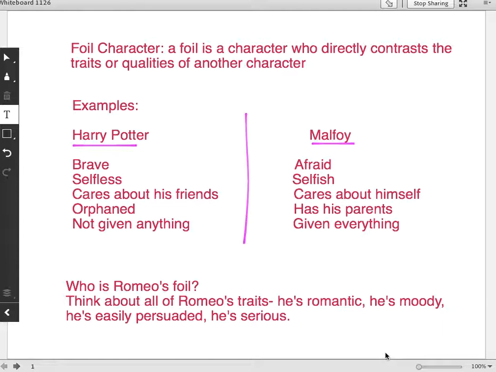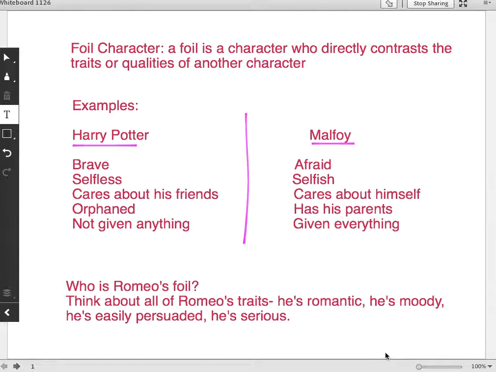Basically, think about them like they're highlighters. Their presence in the play is to highlight and showcase specific qualities of our main character, our protagonist. Sometimes it's as obvious as being the antagonist, like I have with the example here with the Harry Potter series. Draco Malfoy is a very obvious foil character for Harry because there are so many major contrasts between the two characters.